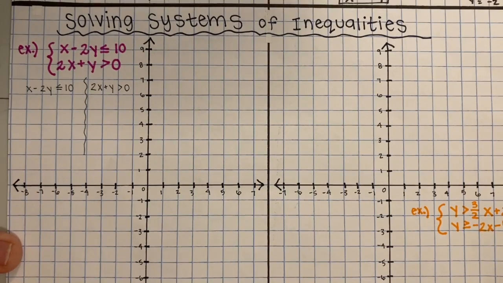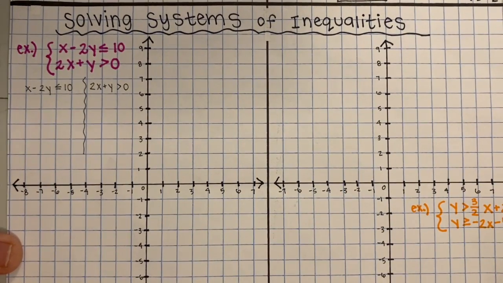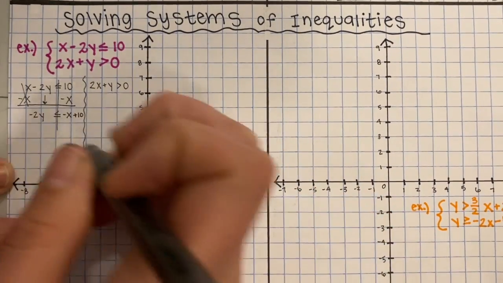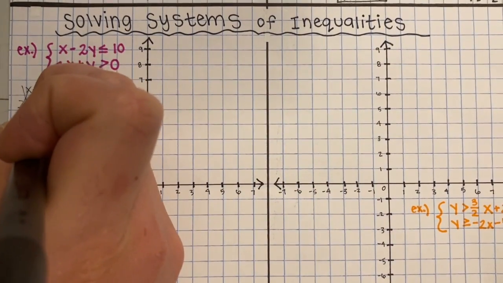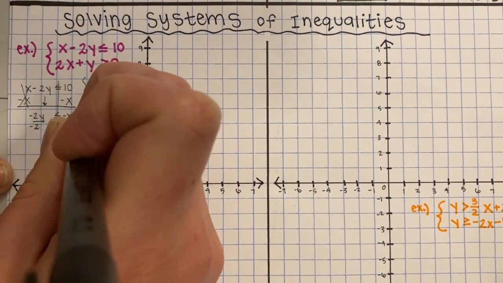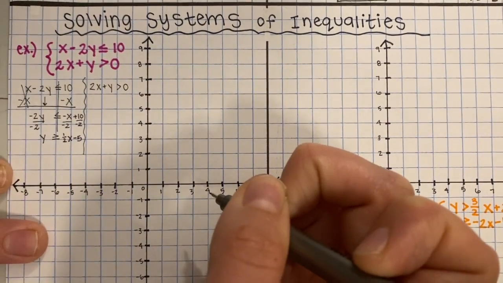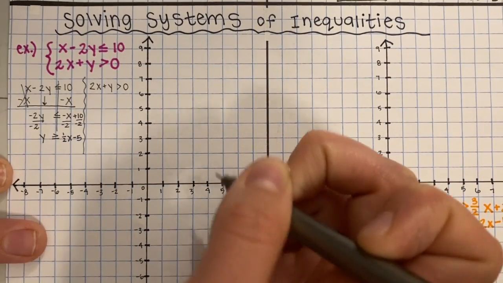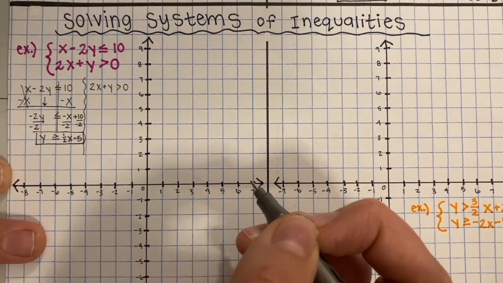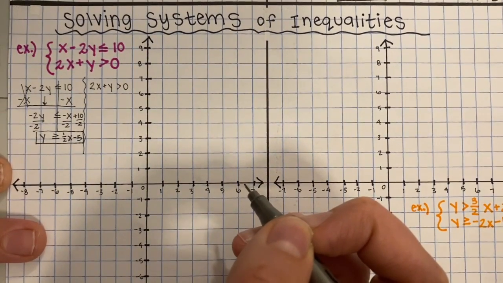So I'm going to solve both inequalities for y. I'm going to divide both sides by -2. Because I am dividing by a negative number, I need to flip my sign. So my first inequality is y is greater than or equal to 1/2 x minus 5.